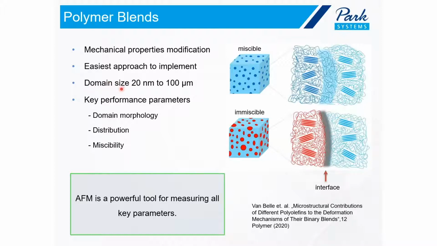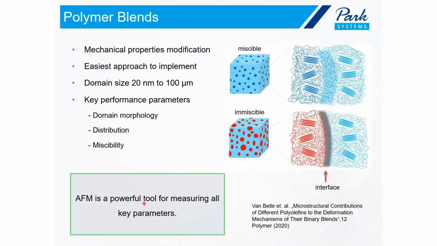Typical domain sizes cover quite a large range of length scale. They can be anywhere from 20 nanometers to 100 micrometers. And again, the key performance parameters for polymer blends are very similar to composites: domain morphology, their distribution, and of course miscibility. And this is judged by the interface between the two.